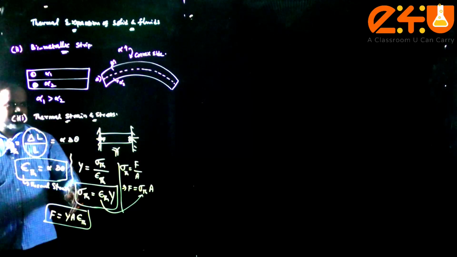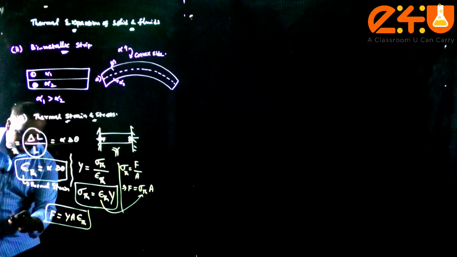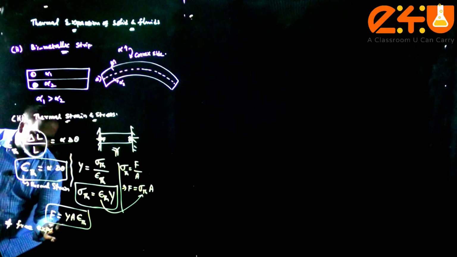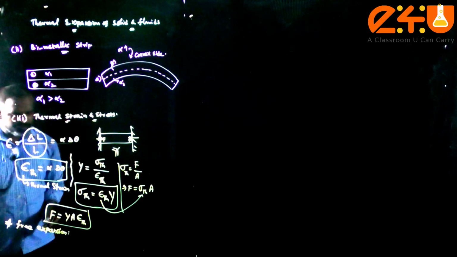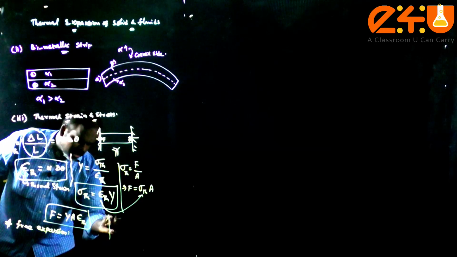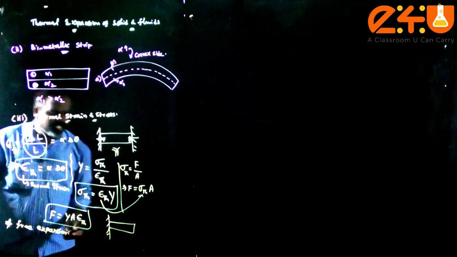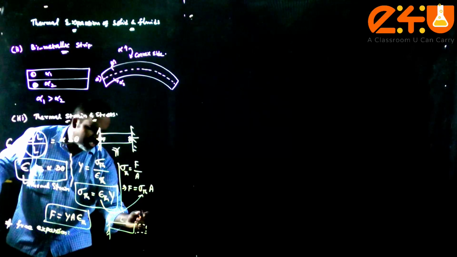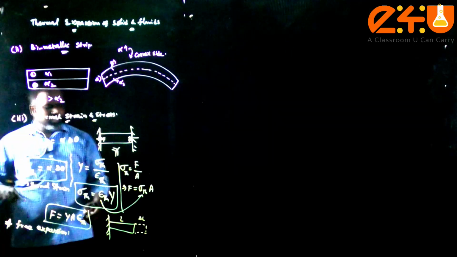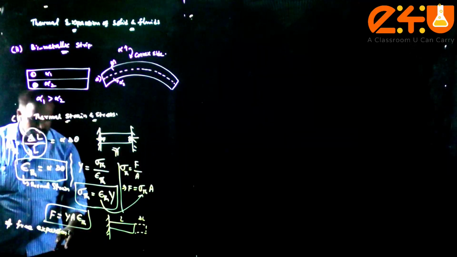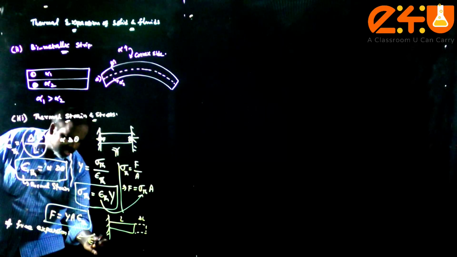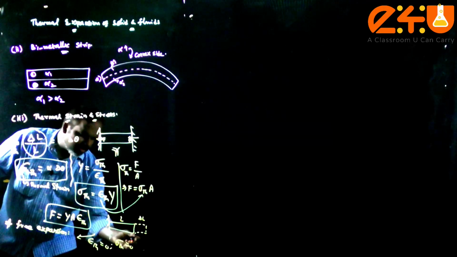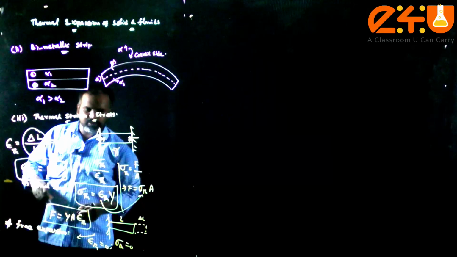This is called the normal case, and the second one is called free expansion, which we have already discussed in properties of solids. Suppose a rod has one end fixed and another end free. When the rod is heated, its length will increase. So this is L and the change in length is delta L. But there is no restoring force developed in this case. So for the free expansion case, thermal strain is 0, as well as thermal stress will be 0, since there is no restoring force developed.